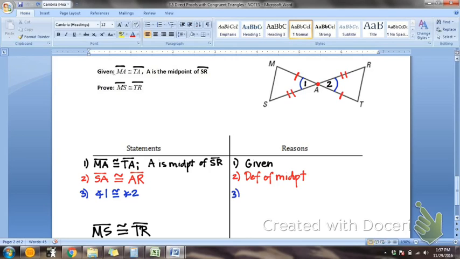Look back at your other proofs. Why do you know that angle 1 is congruent to angle 2? Vertical angles are congruent. Good. Okay. You should be seeing that we have side angle side. You guys see that? We have side angle side. So now we're allowed to say, it's not the last step, it's step number 4, we can say our triangles are congruent.